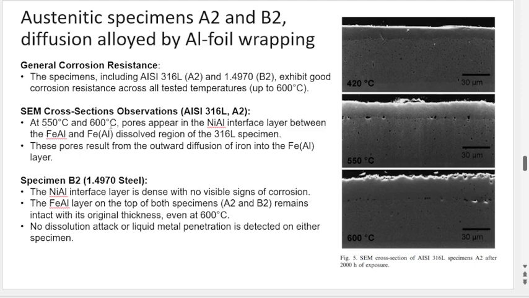At 550 and 600 degrees C, pores appear in the nickel aluminum interface between the iron aluminum and iron aluminum dissolved region. These pores result from the outward diffusion of iron into the Fe aluminum layer. In specimen B2, the nickel alloy interface layer is dense with no visible signs of corrosion. The iron aluminum layer on the top of both specimens A2 and B2 remains intact with its original thickness. So no erosion and no penetration of PBBI, no dissolution attack observed.